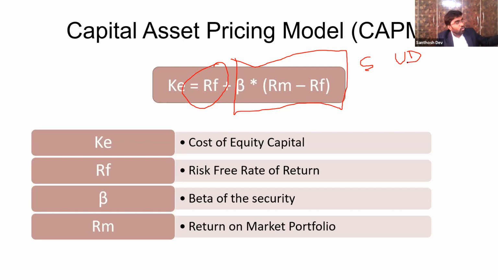I find out what is the return I will be able to make if I had invested the same amount of money in the market. Say, for example, risk-free rate is, I'm just making assumptions, 5%. Now, if I had invested the same money in the market over a period of time, what would have been my return?